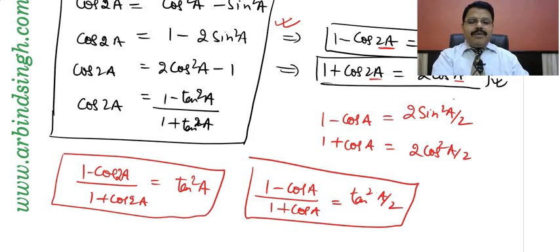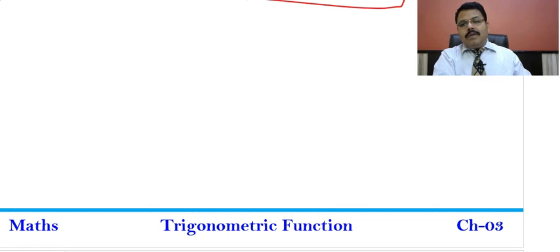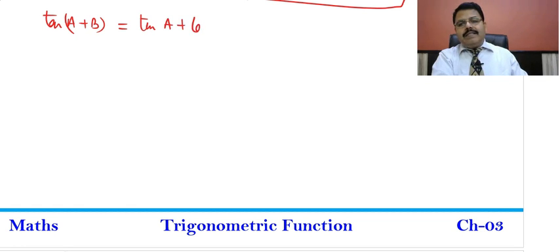So these are a few applications of sine and cos. Similarly, we can have formulas for tan and cot as well. So let me discuss that one also. Tan A plus B, you know the formula. Tan A plus B is equal to tan A plus tan B upon 1 minus tan A tan B.